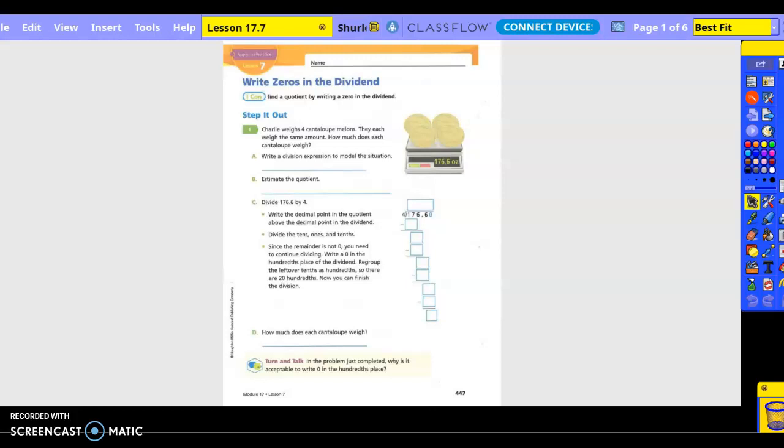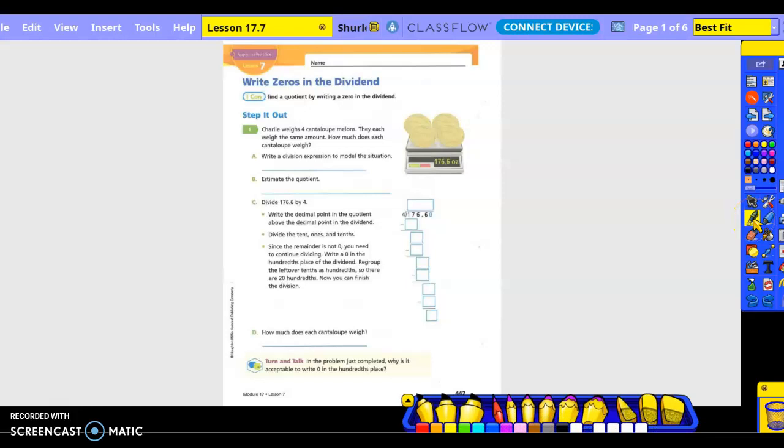Entering into math lesson 17.7. Write zeros in the dividend. I can find a quotient by writing a zero in the dividend. Step it out. Number 1, Charlie weighs 4 cantaloupe melons. They each weigh the same amount. How much does each cantaloupe weigh? Write a division expression to model the situation.